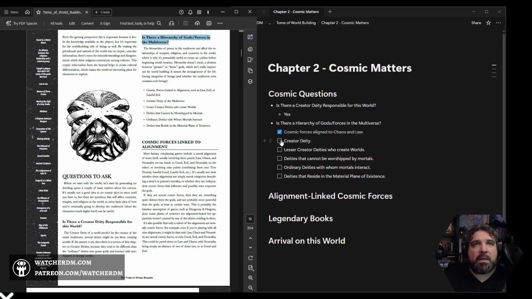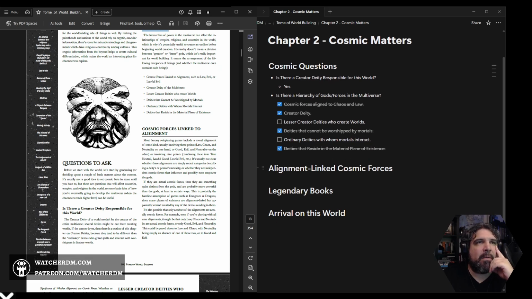So I definitely want Law and Chaos. We're going to have a creator deity. I like this idea of deities that cannot be worshipped by mortals, though I have to admit I don't know exactly what it means. Actually, man, I kind of don't want any ordinary deities that they interact with directly. So I wonder if there's more like a misunderstood kind of great things, you know? But then on the other hand, I like the idea of deities that reside in the material plane of existence that are like demigods and stuff. But they're not ordinary, right? They're more like demigods. So I think this is the spread that I want.